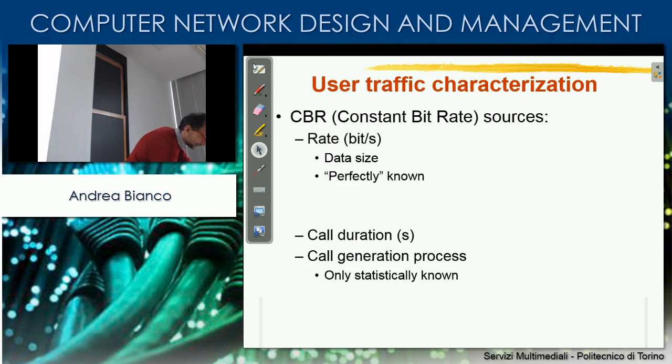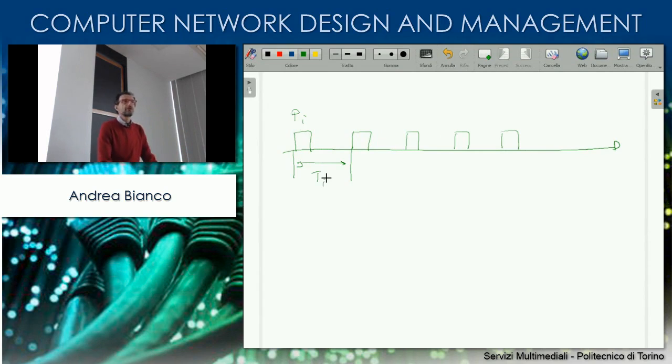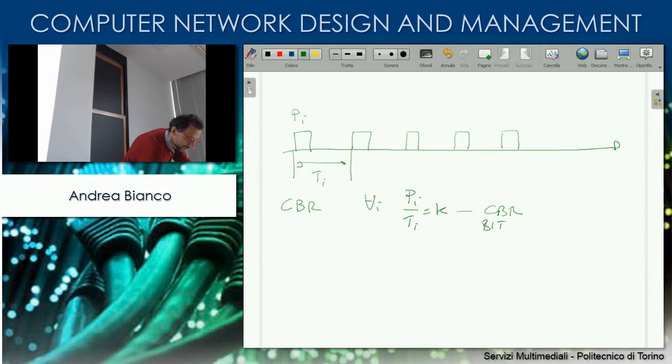Example of that, well, typically, so let me call pi the data size and ti the time interval between two consecutive datas. Okay. Now a CBR connection is such that for any i, the ratio between pi and ti is a constant, and this is the CBR bit rate. This is bit over second, right? So that's exactly everything you need to characterize this source. If you know the bit rate and you know a given data size, you know everything about the source. You know exactly how the data will be generated by the source.